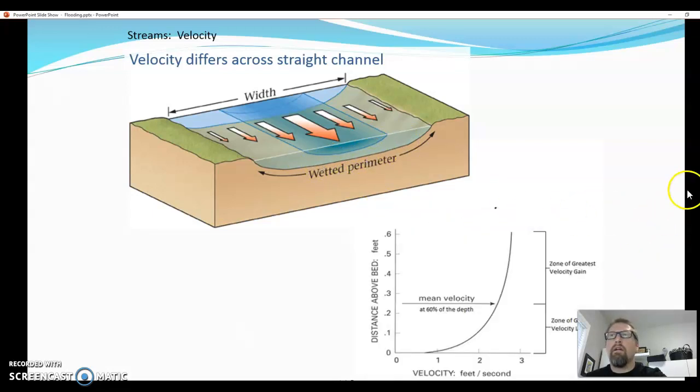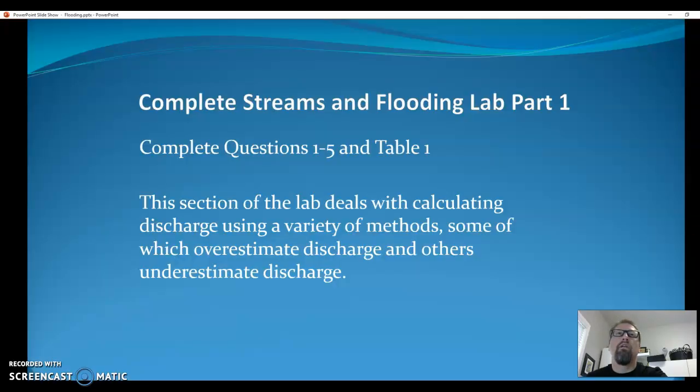All right, so that leads us to how we would want to calculate this, and this is shown again in Table 1 on page 31, that we want to measure about 60% of the way down into the stream from the surface level. All right, so this would be a good time to pause and just complete questions 1 through 5 and Table 1 again on page 31.